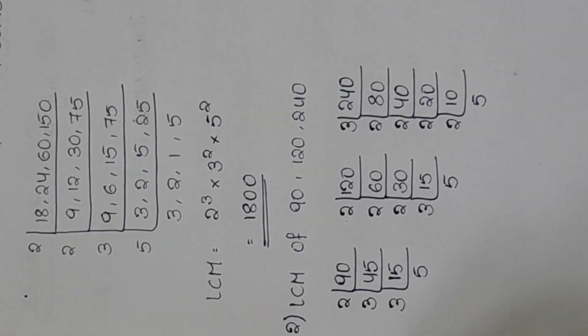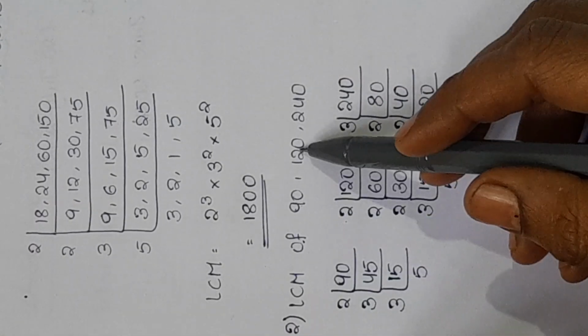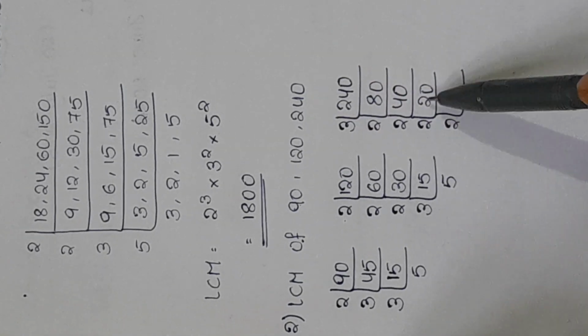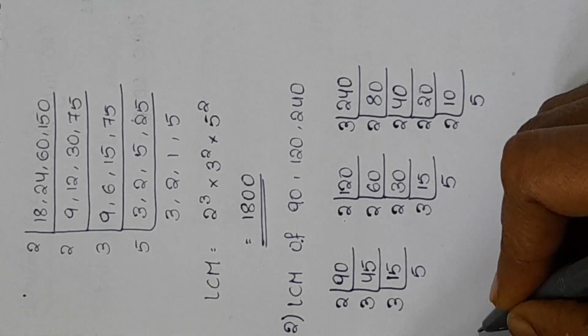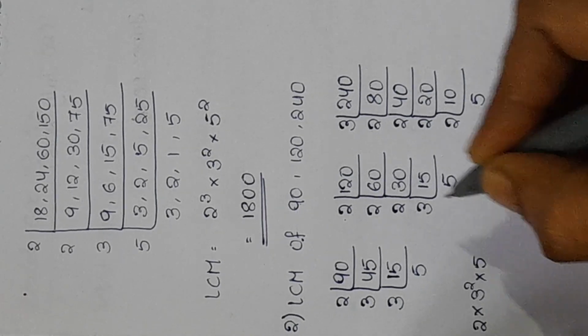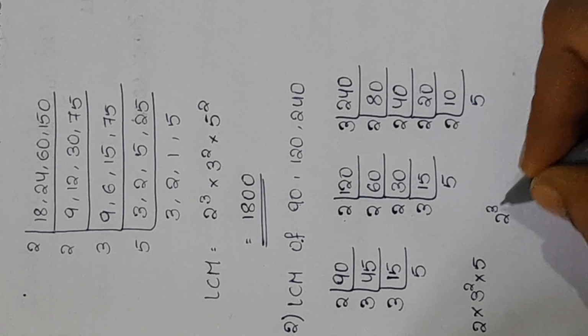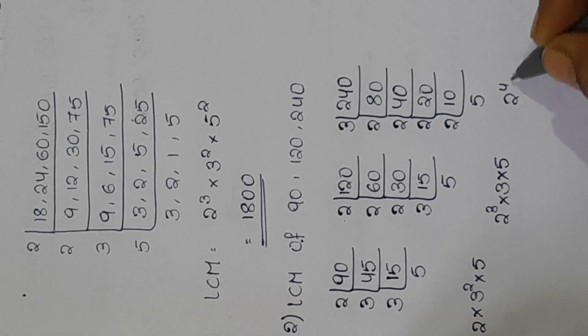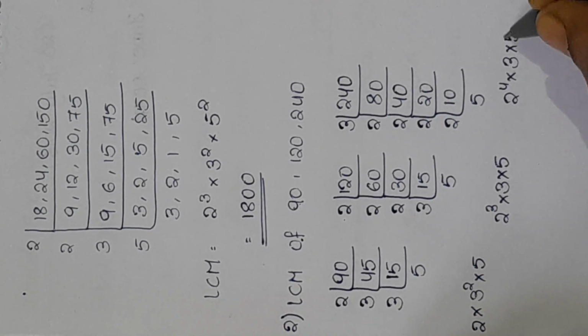The second question is LCM of 90, 120, 240. Now by finding all the prime factors of these three numbers individually, we get prime factors of 90 is 2 into 3 square into 5. For 120 it is 2 power 3 into 3 into 5. For 240 it is 2 power 4 into 3 into 5.